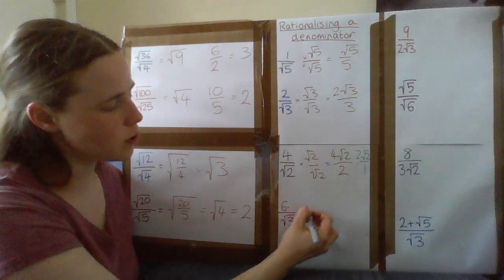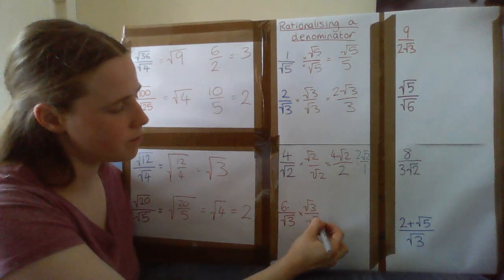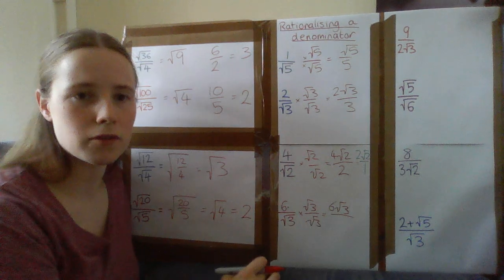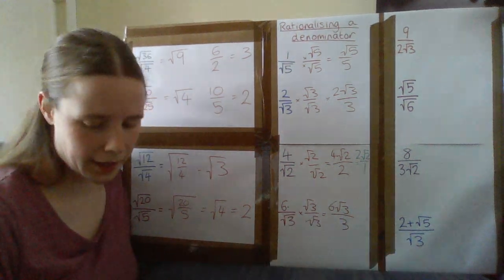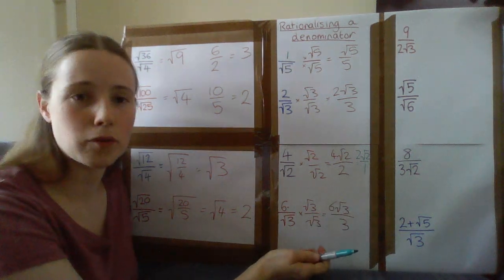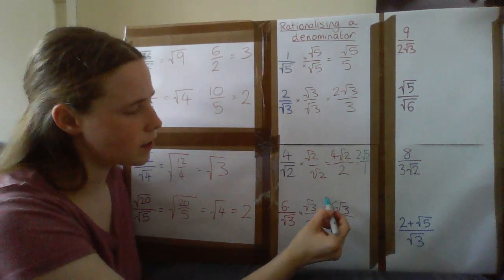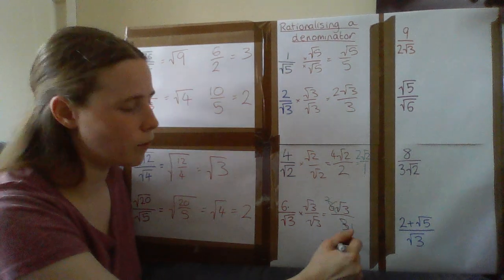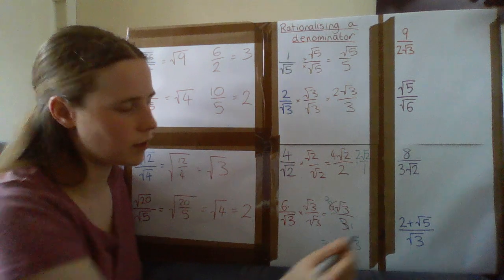Next one, I'm going to times top and bottom by root 3. So I'm going to get 6 root 3. Root 3 times root 3 is root 9 or 3. And again, with this one I can simplify because 6 and 3 are both in the 3 times table. So that can become a 2, that can become a 1. So I've got 2 root 3 over 1 or just 2 root 3.